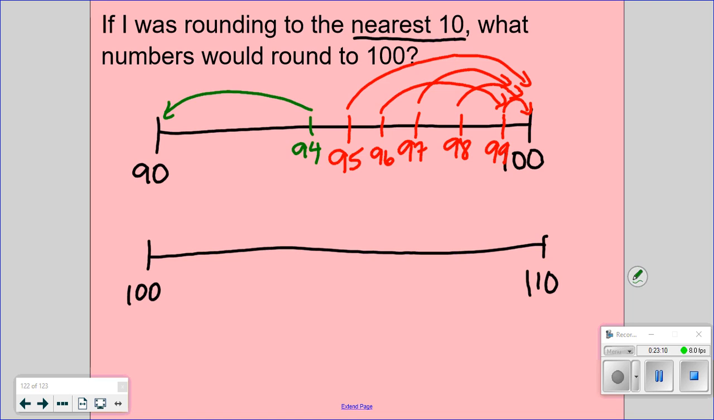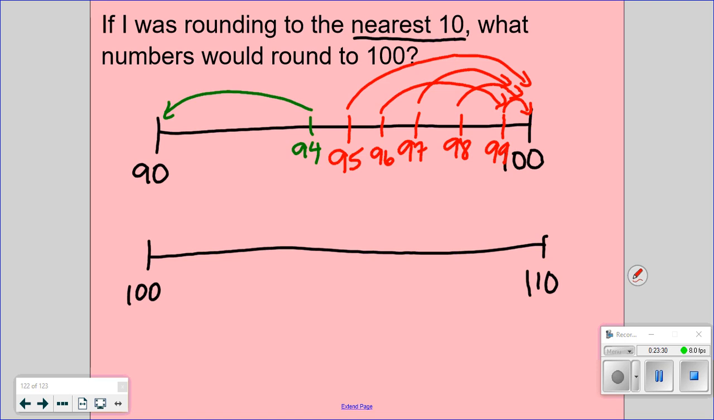Brayden, you should probably be copying this since you didn't have it in your notebook. So then pay attention. A good way to show me you're paying attention is to look at me or to look at the board.